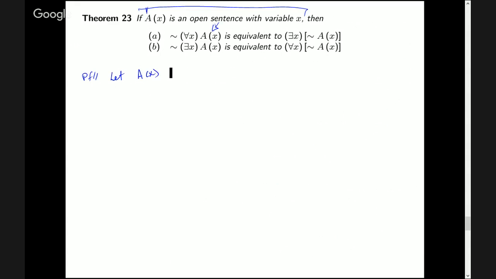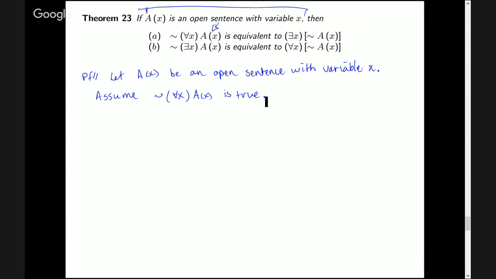Let A of x be an open sentence with variable x. Now for the first one, we want to look at not for all x, A of x. And we're going to assume that that's true, because for it to be equivalent, it has to have the same truth values. So we're going to assume not for all x, A of x is true.